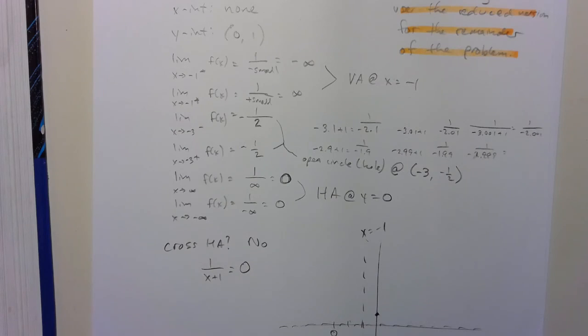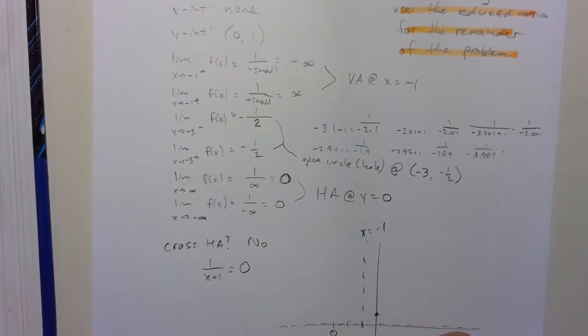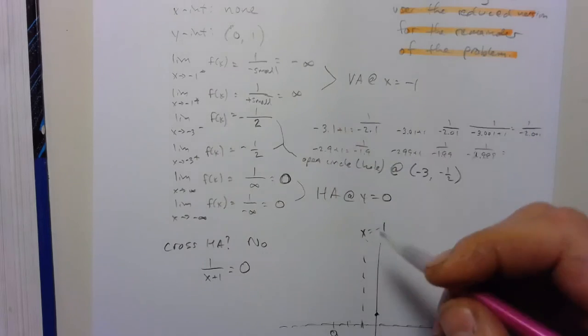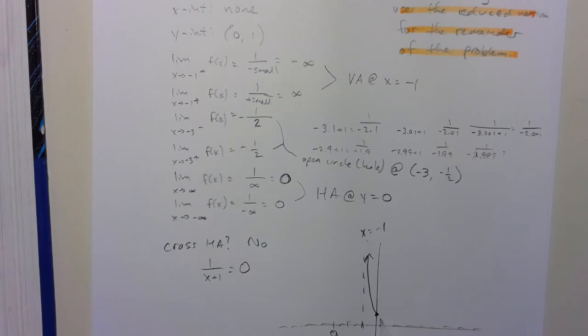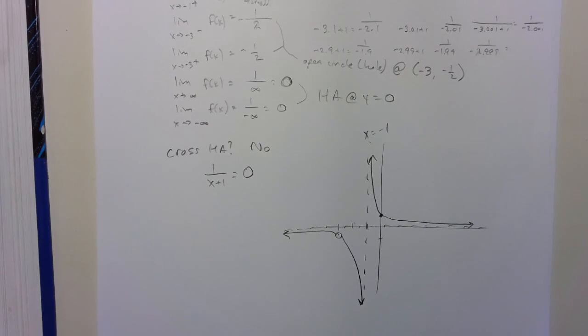Okay. With this vertical asymptote, we can see as we're approaching -1 from the left, it's going to be going down. As we're approaching -1 from the right, it's going to be going up. Okay, and then we need to approach our horizontal asymptotes, and it does not cross. Okay, so our graph would look kind of like that when it's all said and done.